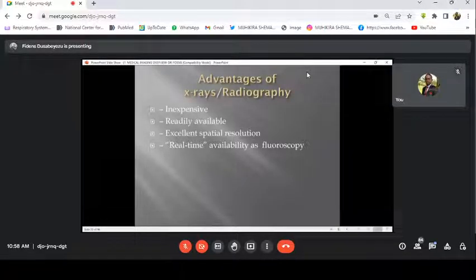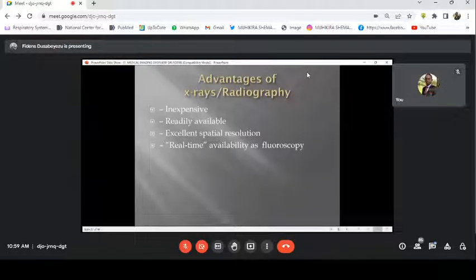How? Spatial resolution is differentiating. Follow. Spatial resolution is when you can differentiate from one density to another, from one organ to another. Like if you take a picture of your upper limb, you can say this is fat, this is soft tissue, this is bone. That is what you call spatial resolution. Excellent spatial resolution, good spatial resolution.